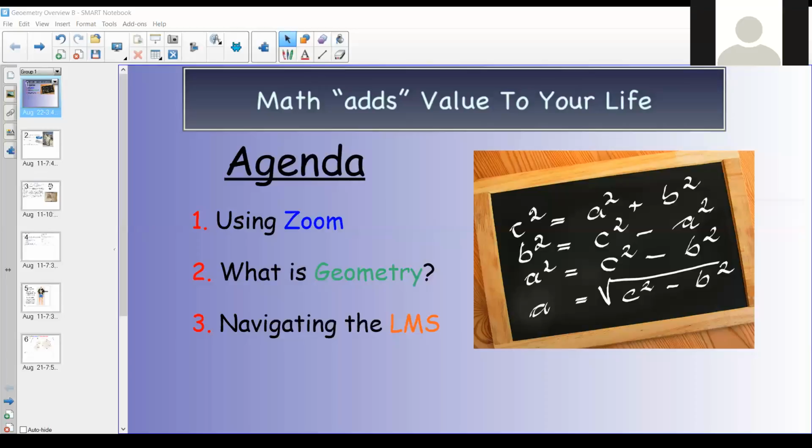Okay. So everybody can see the screen. It says agenda. Math adds value to your life. You see a chalkboard there with c squared is equal to a squared plus b squared. Okay. So do you have trouble seeing, like, on the far left or the far right? Somebody said shrink it. Shrink the picture or shrink the whole screen? Jake, what were you talking about shrinking?